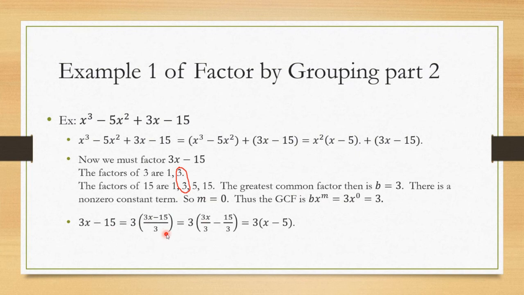Like so, we put it in front, and we divide. When we divide, we divide into each term, as you can see. So we have 3x over 3, that's x. 15 over 3 is 5. Now notice from the two groups, what's in parentheses is the same thing. That's what we want, because we're going to factor it out.